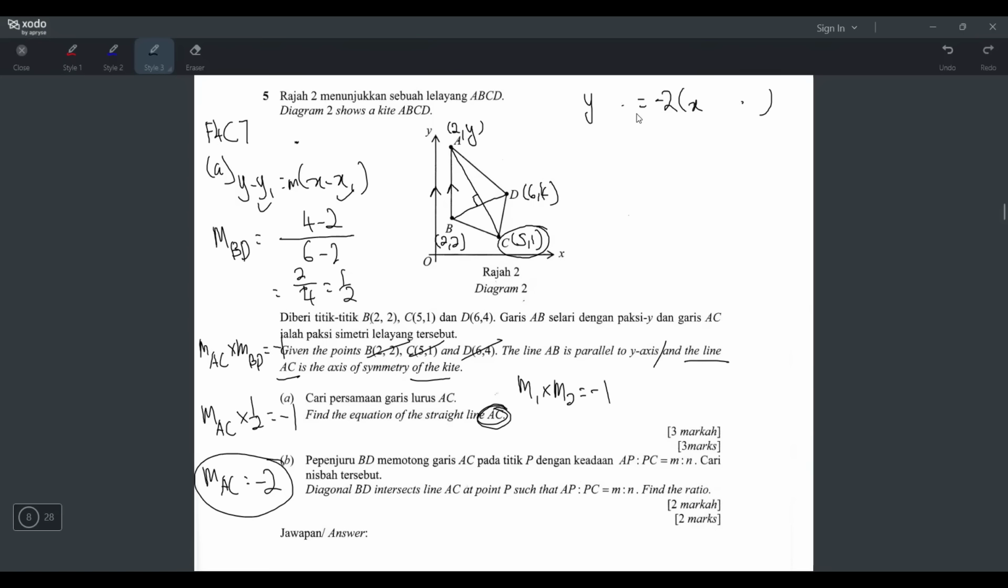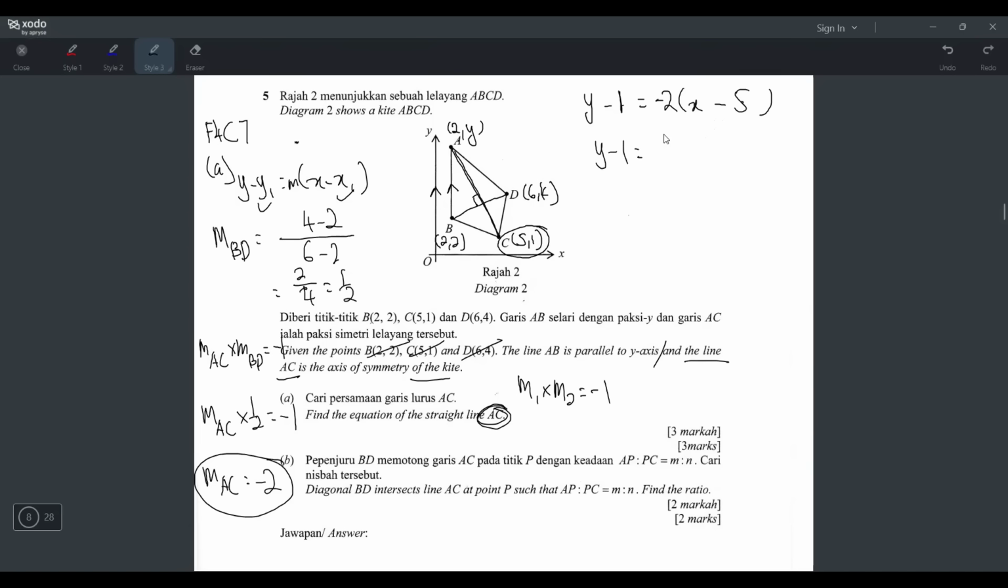And then for the x1, y1, you can masuk satu point yang passes through garisan AC, and I can see the only point I can use is the point C (5, 1). Okay, 5 is the x coordinate, so tulis dekat x tapi kena tukar tanda. 1 is the y coordinate, so tulis dekat y tapi kena tukar tanda. So kalau plus 1 jadi -1 because the formula memang macam tu.